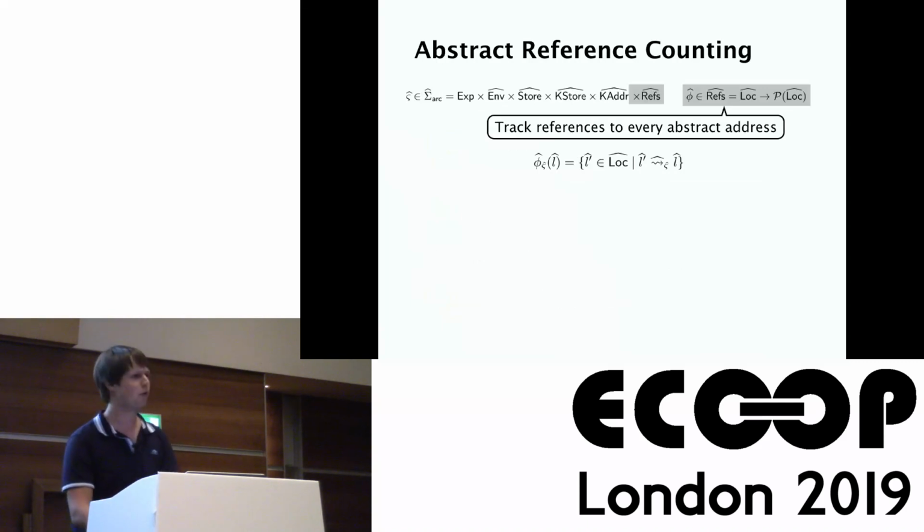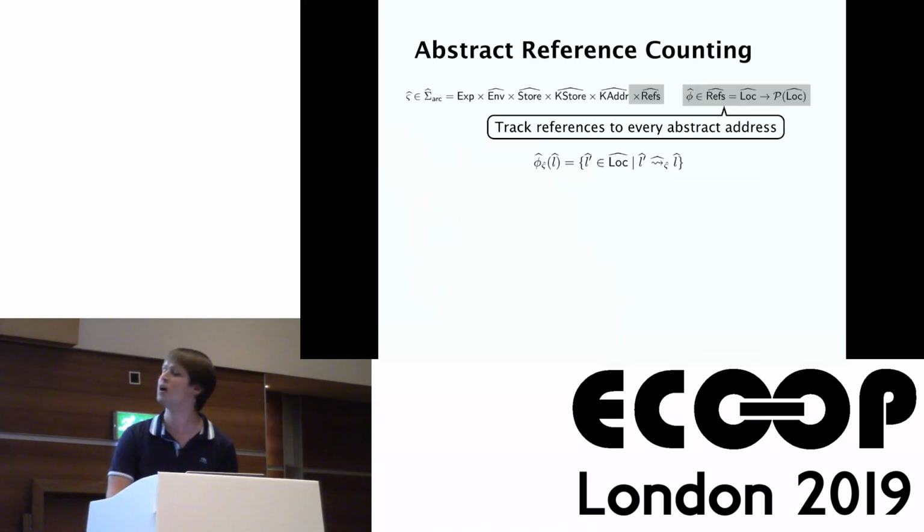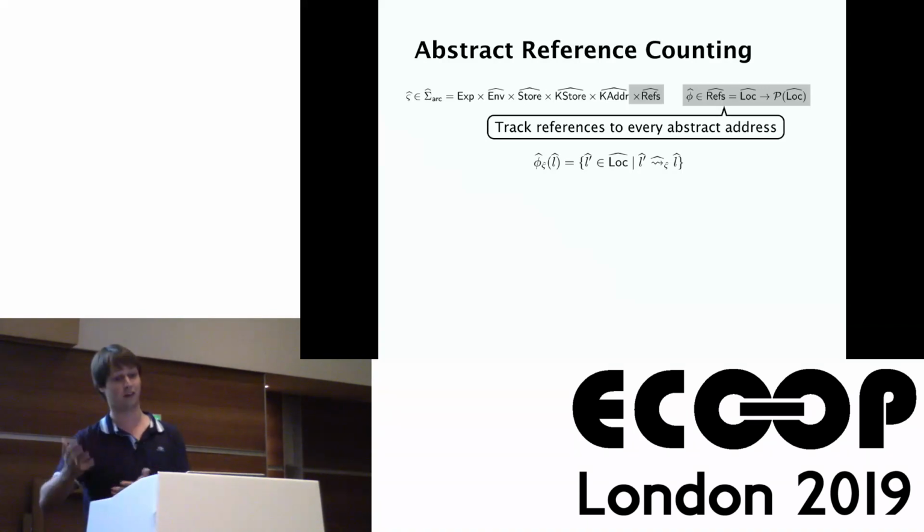So how do we incorporate reference counting in an abstract interpreter? The basic idea is that we can keep track of those reference counts at the level of abstract addresses. So what we do is we add a component to the abstract interpreter, the one that's highlighted in gray there, which for every abstract address will keep track of the set of incoming references from other abstract addresses. So the set of references for a given address L is basically the set of addresses whose abstract value at that location directly refers to L.